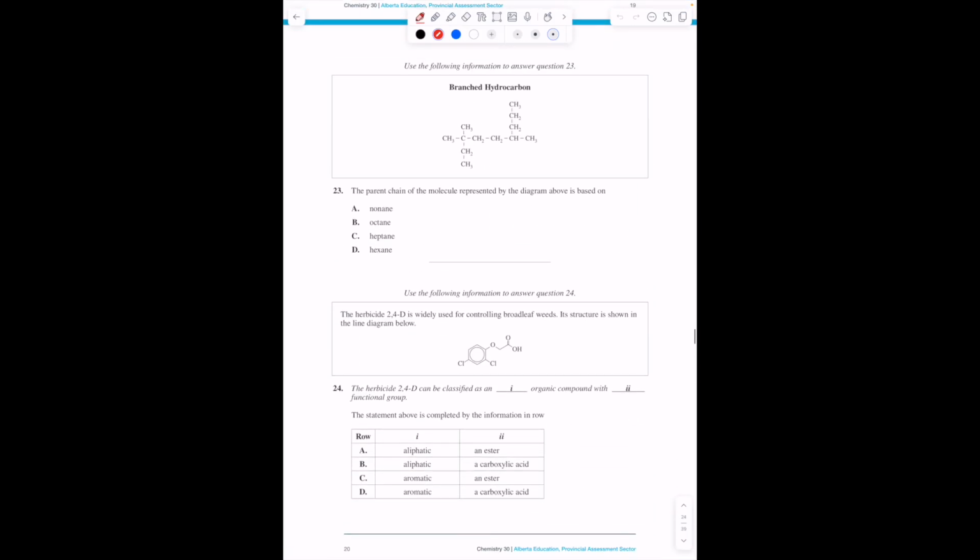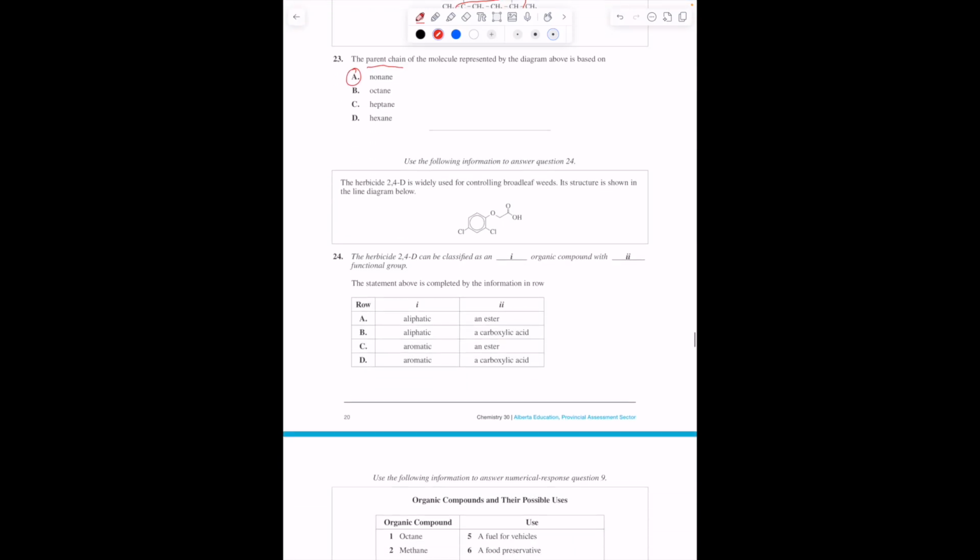Oh, we're in organic now. So the parent chain is, well, the trick on these is you have a tendency to think that's parent, branch, branch, branch. But, of course, the longest continuous chain is the parent. So that looks like 3, 4, 5, 6. That's 9. So 23 is A. Non-ane is the parent. Next one.